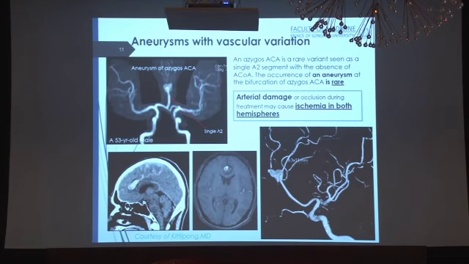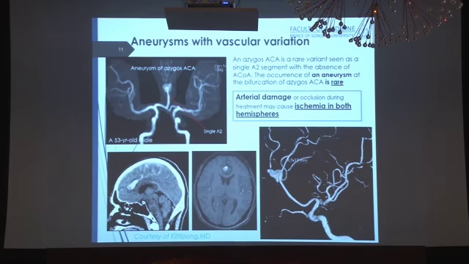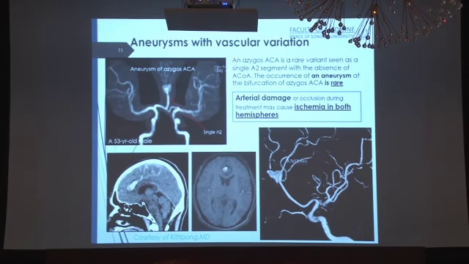Now let's move to aneurysm with vascular variations. From these images, you can see there is a ruptured aneurysm at an azygos ACA. The azygos ACA is a rare variation seen as a single A2 segment with absence of ACOM. The aneurysm at the azygos ACA is rare. Arterial damage or occlusion during the treatment can cause ischemia in both hemispheres.